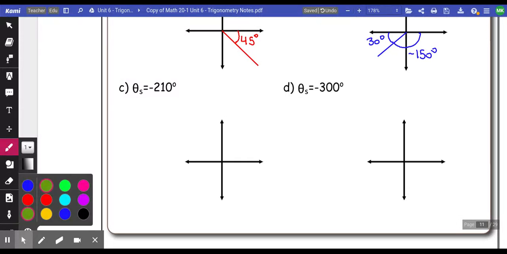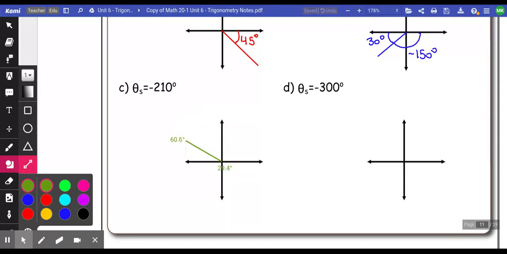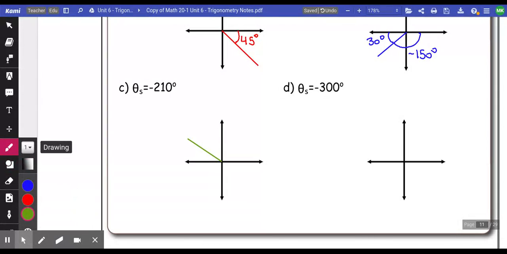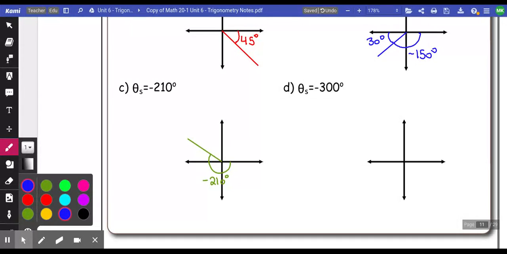Down here, we're going backwards 210. So this would be 90, 180, 270. We don't want to go all the way to negative 270. We want to do negative 210, so we'll be somewhere like that. That means this is negative 210 degrees. To figure out the reference angle, which is from the nearest x-axis to the line, that would be 210 degrees, subtract away 180 degrees to give me a total of 30 degrees.